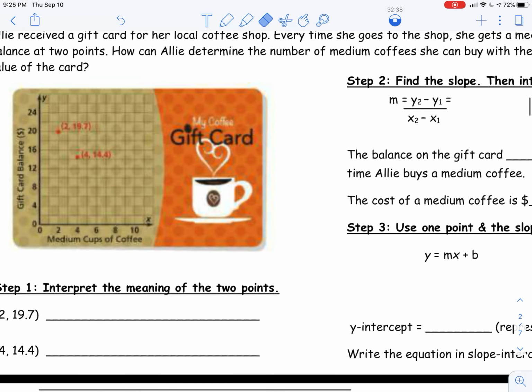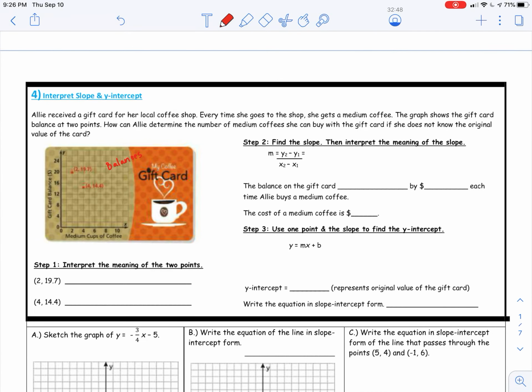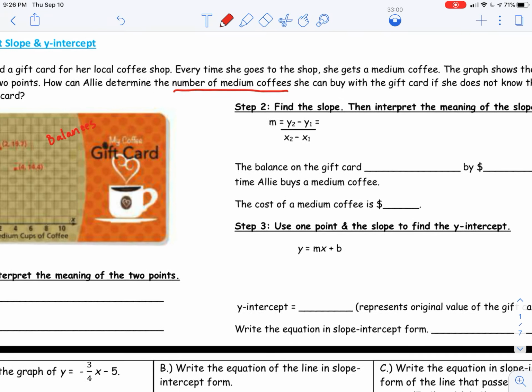Okay, so what they're saying is these are balances here. So the graph shows the gift card balance at 2 different points. How can Allie determine the number of medium coffees? Okay, so that's what we're going to figure out in the end, that she can buy with the gift card if she doesn't even know what the original value of the card is.